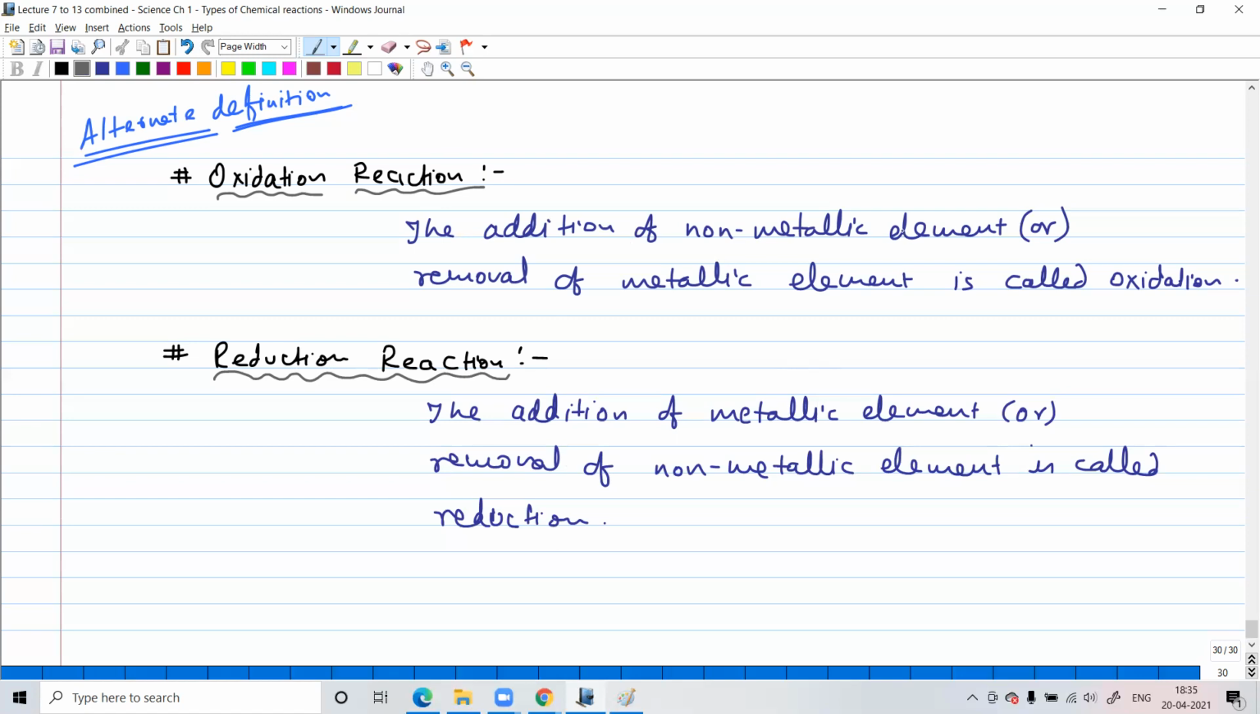The addition of non-metallic elements, a non-metallic element means something like chlorine. So if you add chlorine, that will be oxidation. Removal of a metallic element like sodium. If you remove a metal, that also becomes oxidation. Okay, so we'll take examples.